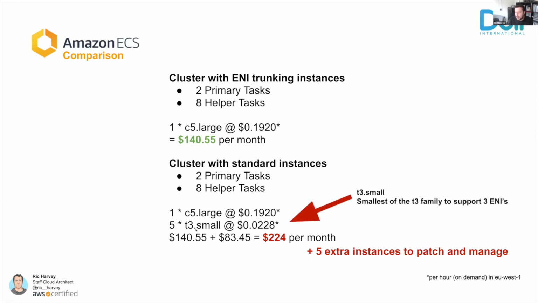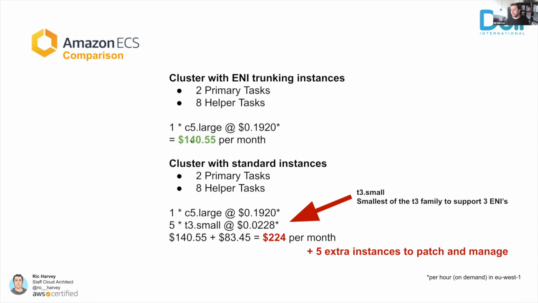The reason why I picked T3 smalls here, they're the smallest of the T3 family to support 3 ENIs. So anything below, I'd end up running even more instances for this helper task because I couldn't fit as many on one host. So it's slightly more cost efficient.